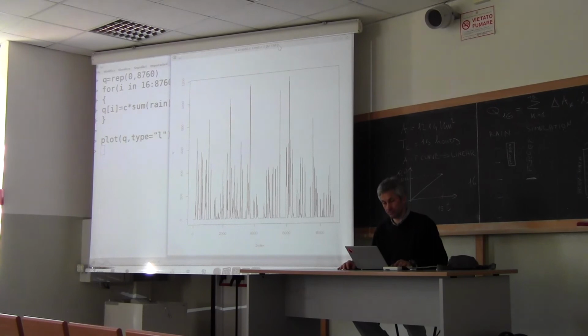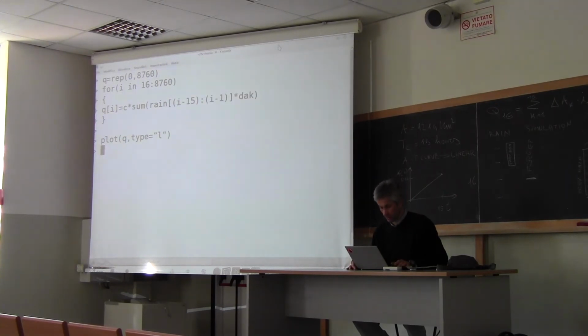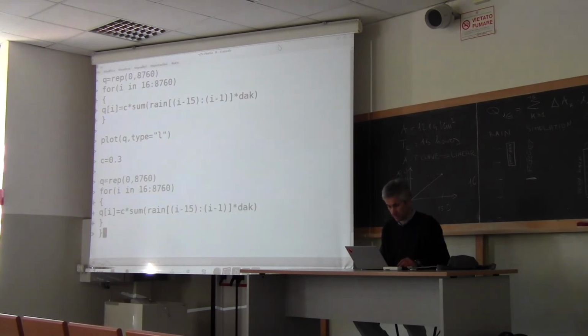I just want to bring your attention to the fact that now that the script is written in a text file, it's very easy to repeat it just by copying and pasting, and to change it, copying and pasting. This is why I suggested you use a text file. It's very easy, for instance, to change the runoff coefficient if you want to try with 0.3.